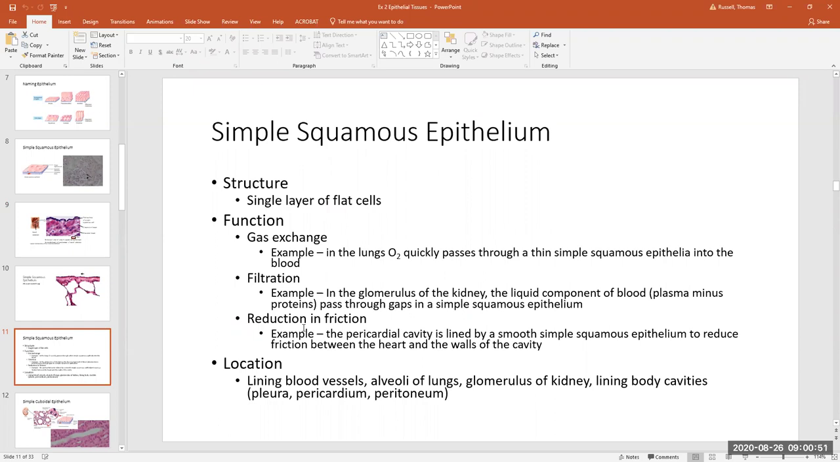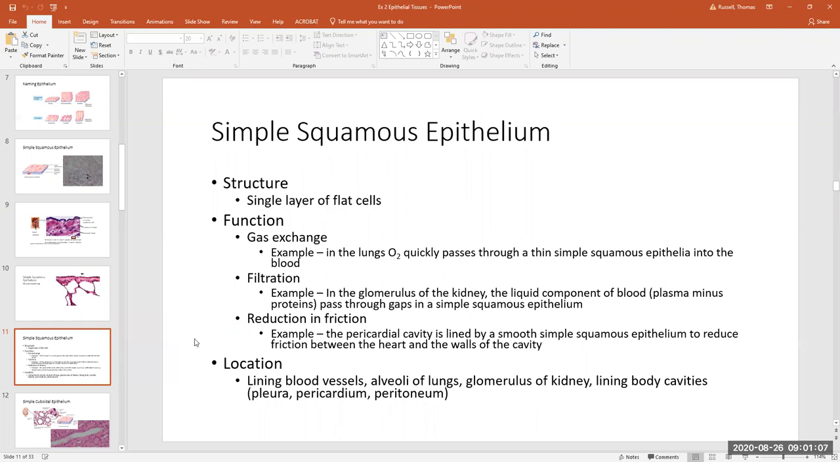I mean, let's face it, everybody knows your heart is sitting there beating in your thoracic cavity, moving around in there. So if it didn't have this lubricating membrane around it, it would generate friction, which would be bad as well. Same thing with your lungs as they are moving. So reduction in friction is important.